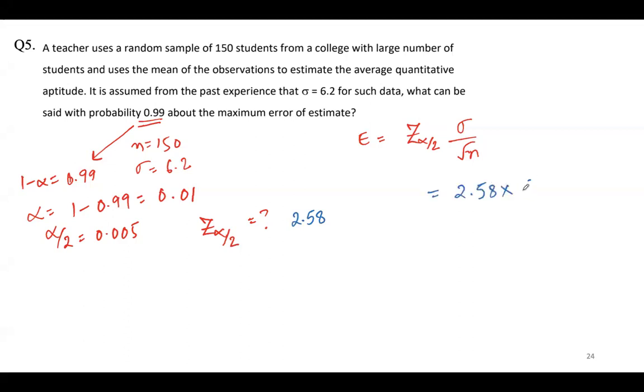So 2.58 into 6.2 divided by root of 150. This should come to something around 1.3 as far as I remember, but we can just solve this. Root of 150 is 12.25, and 2.58 into 6.2 is almost 16. So 16 divided by 12.25 is equal to 1.3. Cool. It's just that you need to remember the formula, find the corresponding value of Z, and then just put those in. It's straightforward.